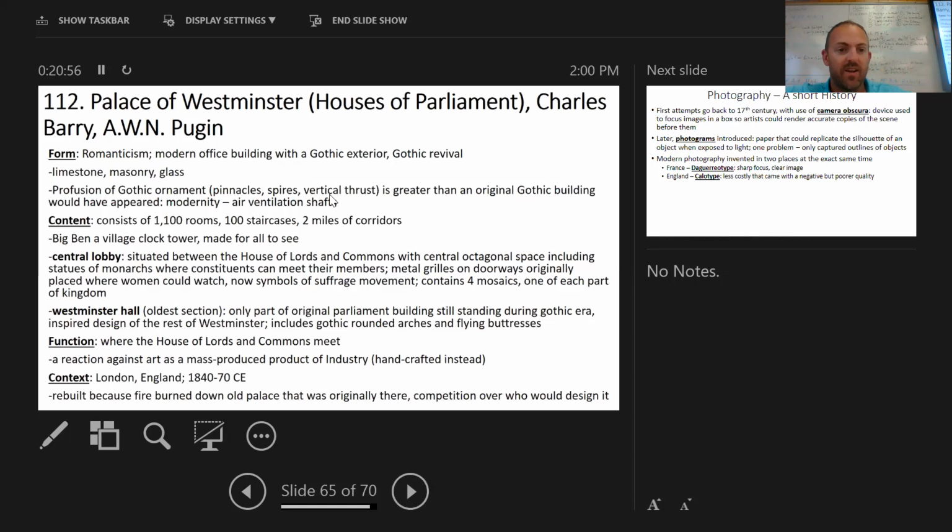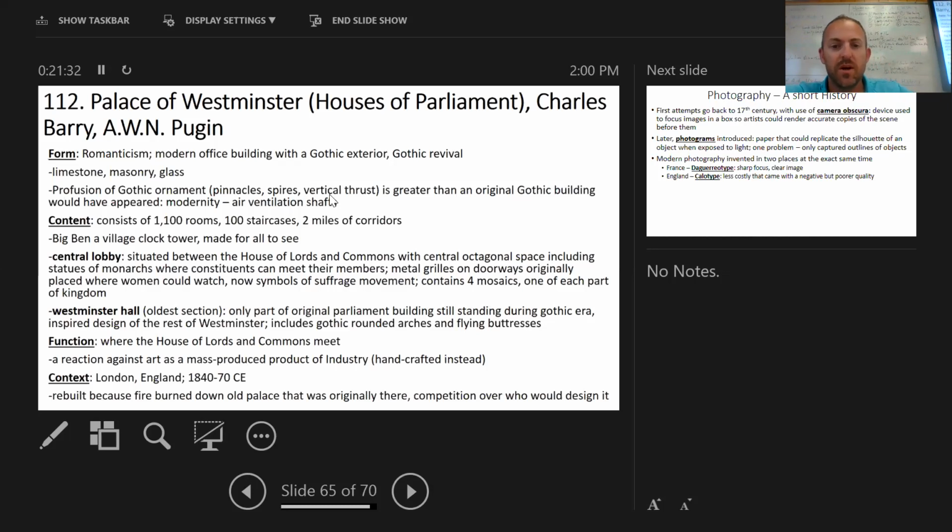So Big Ben, that clock tower, is obviously made very large so all can see, so everybody knows what time it is. You have that central lobby, again, we talked about, situated between the House of Lords and the House of Commons. It had a central octagonal space, it was octagonal, like San Vitale, if you guys remember. And you saw the statues of different monarchs, kings and queens of the past. You would see statues of all of them on the outer part of the hall, much like the Capitol building, with a bunch of famous Americans.